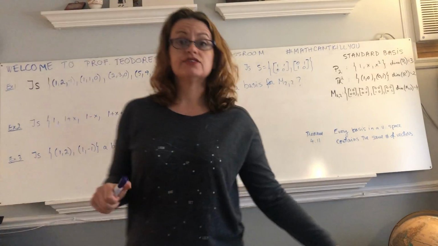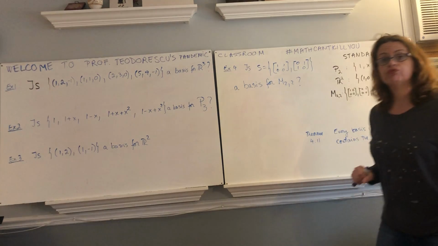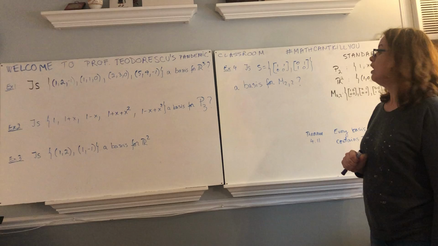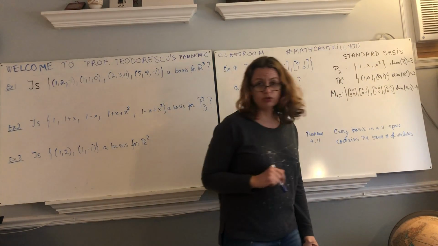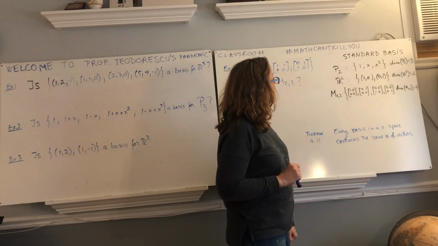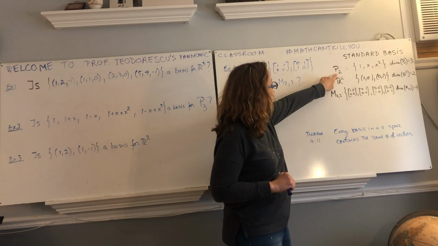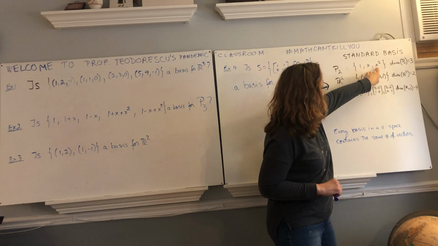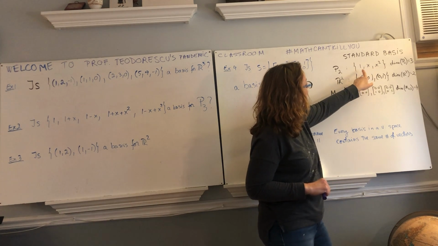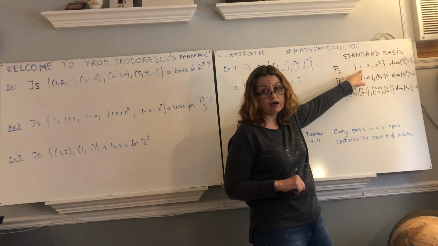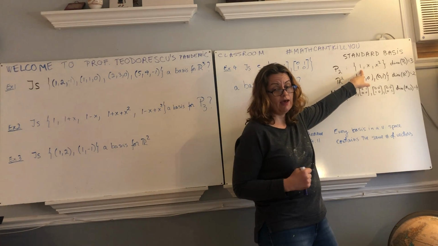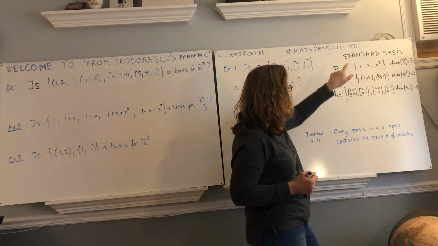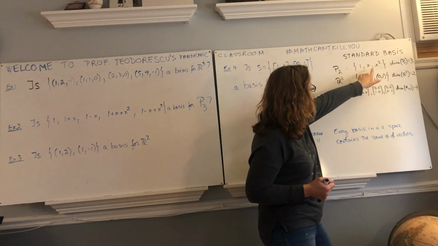Hi everyone, in this video I'm going to address the issue of whether a set forms a basis for a vector space. So first of all, let's look at some standard bases. For P2, the standard basis is made of 1, x, and x squared, because if you multiply these polynomials by constants and add them together, you can generate any polynomial of degree 2 or less, right? So the standard basis for P2 is made of 1, x, and x squared.